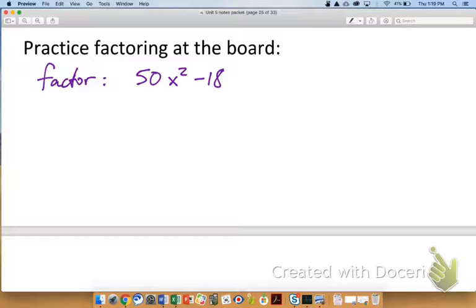Okay, guys, give that a shot. Factor completely 50x squared minus 18. 50x squared minus 18. Once you have it, either flip the board or just turn around and let me know that you're done.